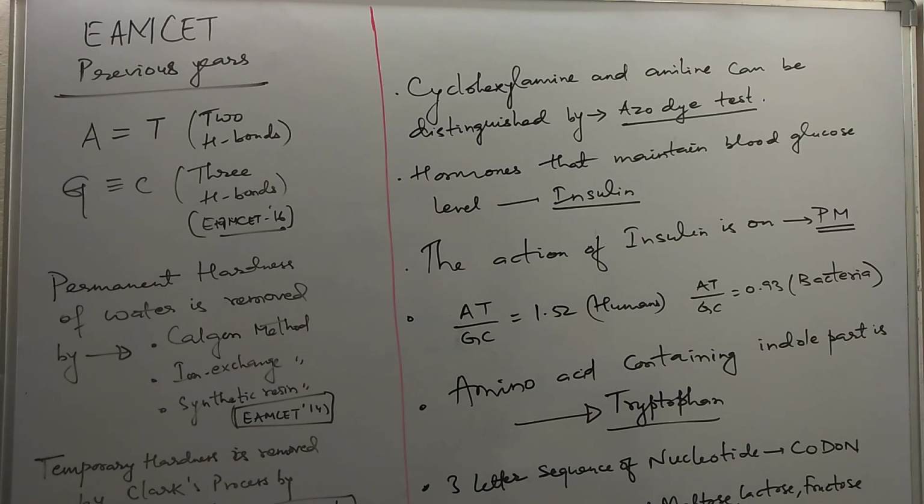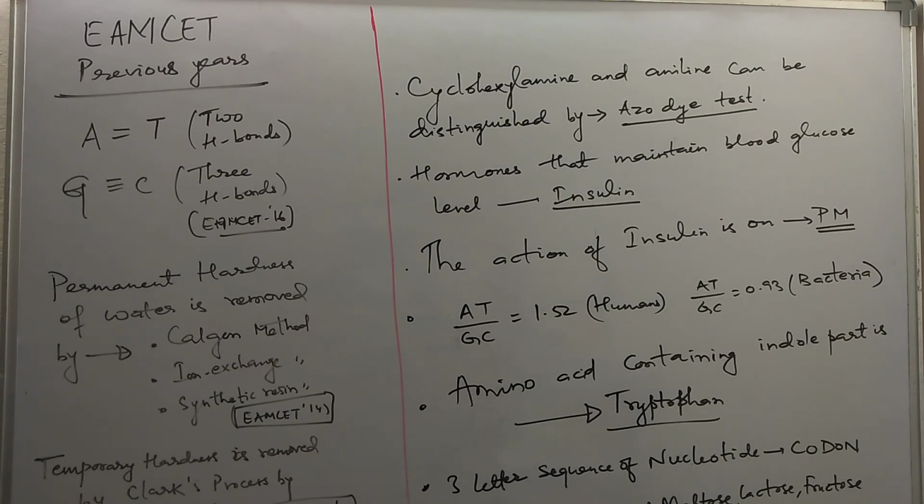The next question was asked based on permanent hardness and temporary hardness. You have to prepare this topic for your upcoming 2021 EAMCET also. Permanent hardness of water is removed by the Calgon method, ion exchange method, and synthetic resin method. This was asked in EAMCET 2014. The question was, which is not a method of removal of permanent hardness of water? The answer was the Clark method. Temporary hardness is removed by the Clark process by adding lime.